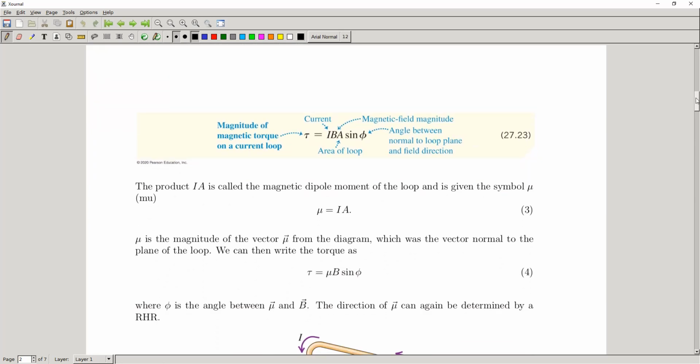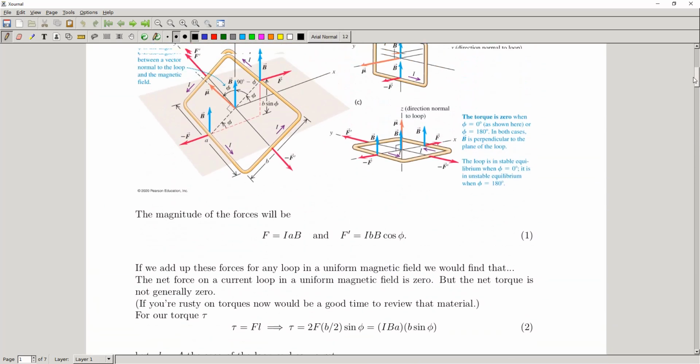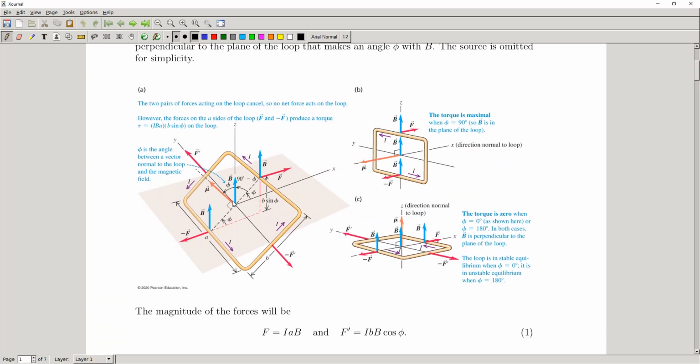We give the product of the area of the loop and I, our current running around the loop, the symbol mu, and we call this mu the magnetic dipole moment. The magnetic dipole moment is actually a vector quantity. It's going to have the magnitude IA, but it's going to point in the direction that our area vector would normally point. But let's remember that our area vector, when we're not talking about a closed surface, has an ambiguity. Which direction does it point? Does it point this way, or downward and into the page here? It can point in either direction.